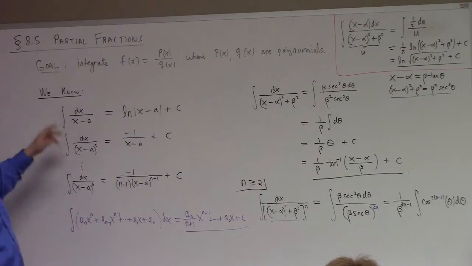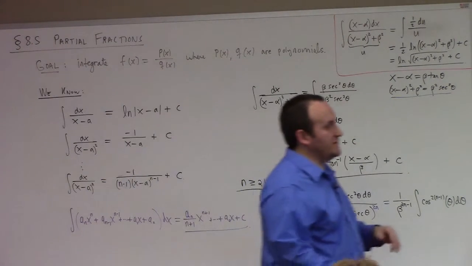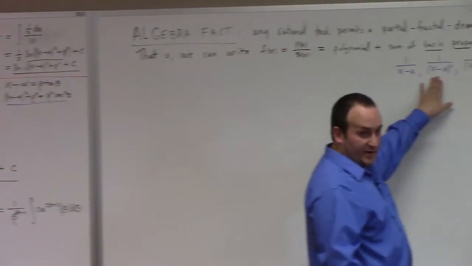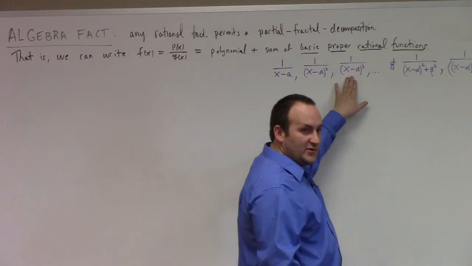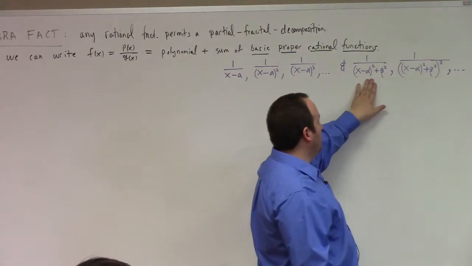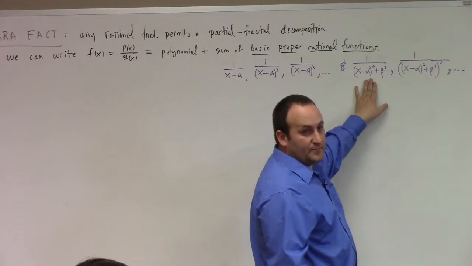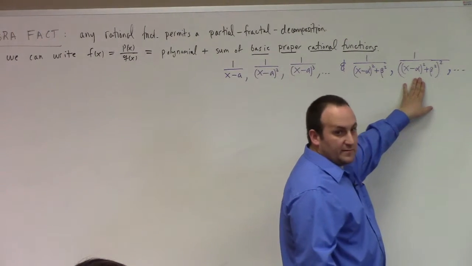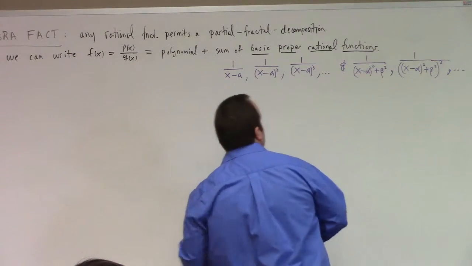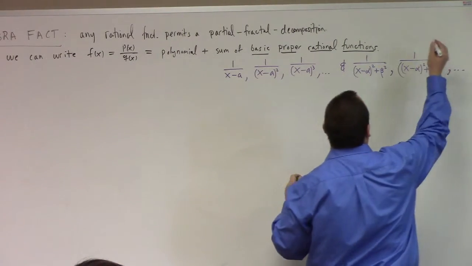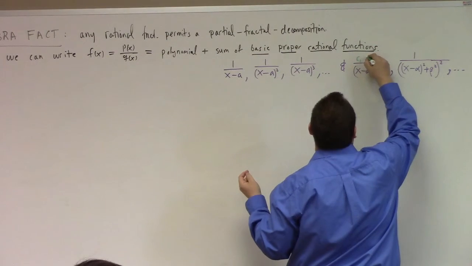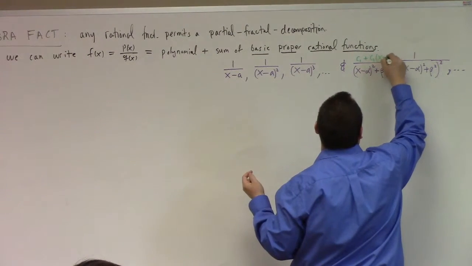All right? So in particular, basic proper rational functions are things like 1 over x minus a, 1 over x minus a squared, 1 over x minus a cubed. You keep going. Anything like that is a basic proper rational function. 1 over an irreducible quadratic. 1 over an irreducible quadratic squared, right? Also basic proper rational functions. And to be clear, I could also throw in things like, I should say something like, c1 plus c2 times x minus alpha.